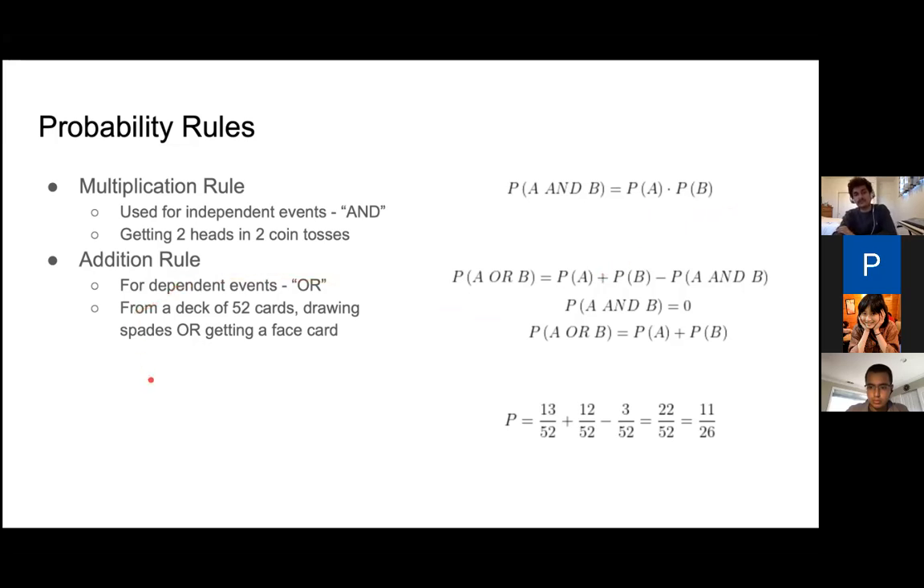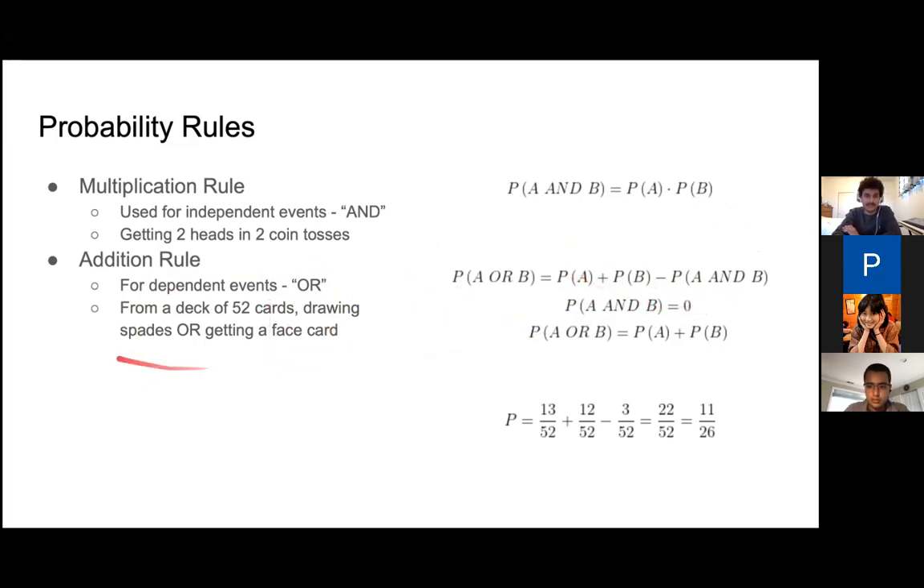Second one, the addition rule, is slightly more complicated. This is technically the full addition rule, where you take the probability of one event plus the probability of the other event, minus the probability of both of them being satisfied or happening. So these are for problems where it says, what's the probability of getting this or that?